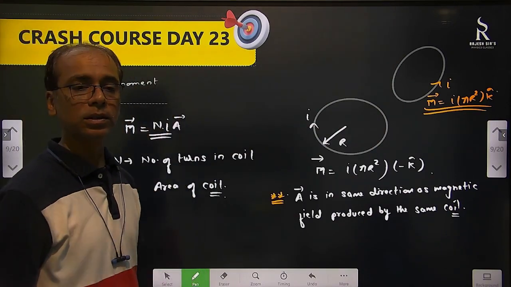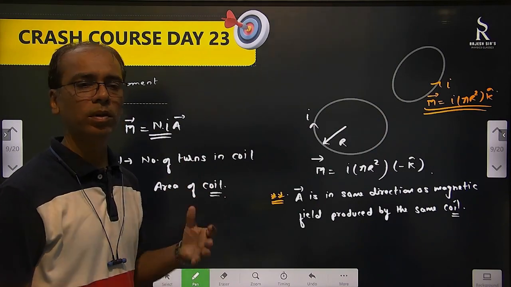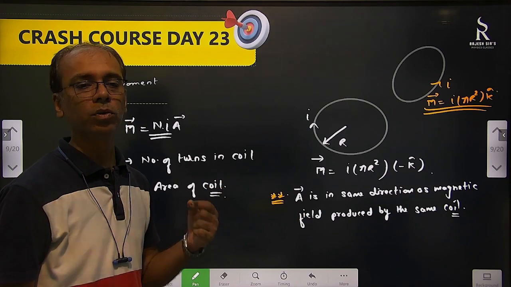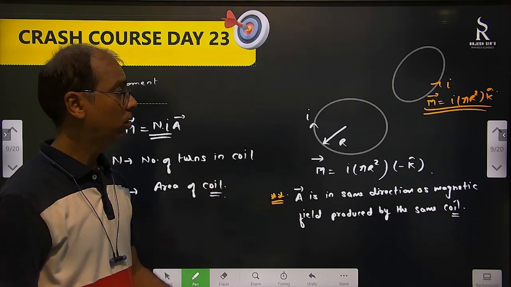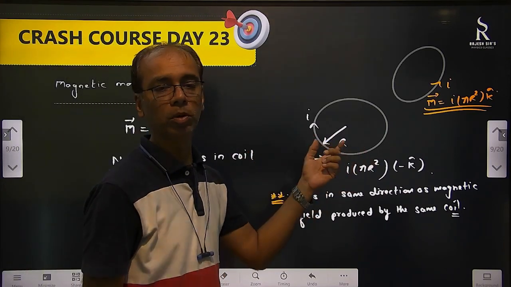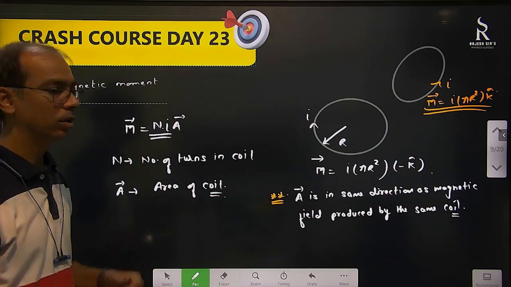Correct. This is the magnetic moment. If the number of turns is more, then the magnetic moment is also more, because each turn is going to produce its own effect on the magnetic moment. One turn is producing I into pi r square, so 2 turns will produce 2 into I into pi r square. So it will become NIA. That's what I have written over here.